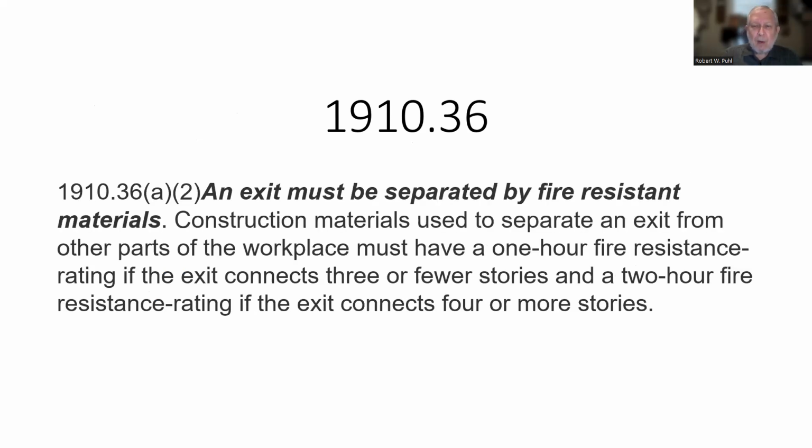An exit must be separated by fire-resistant materials. Construction materials used to separate an exit from other parts of the workplace must have a 1-hour fire resistance rating if the exit connects 3 or fewer stories, and a 2-hour fire resistance rating if the exit connects 4 or more stories. So there you go, a little difference based on the height of the building. Again, makes a lot of sense there.